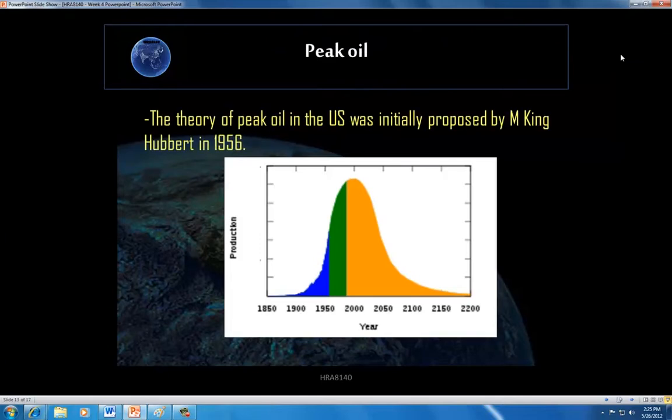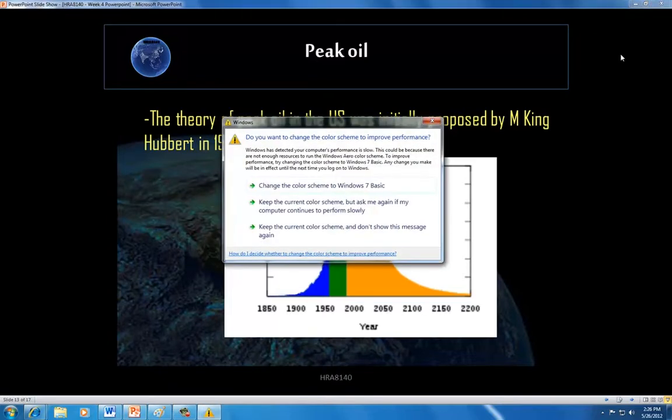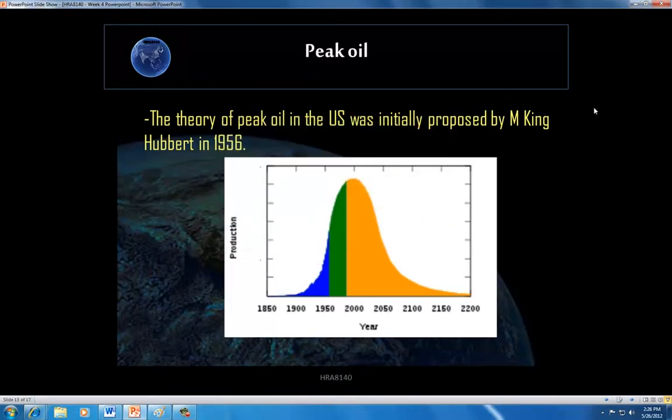The theory of peak oil in the United States was initially proposed by M. King Hubbert in 1956. Basically, his theory, his statistics show us that at some point we'll reach peak oil, and after that the amount of oil produced and supplied by the United States will slowly decrease to zero.